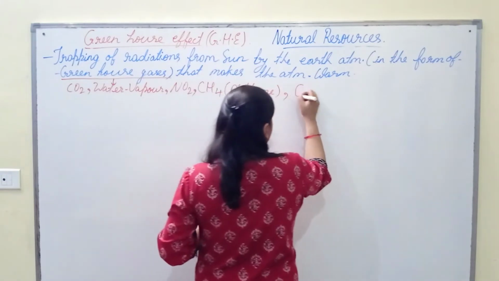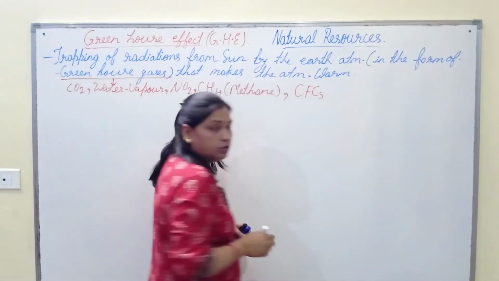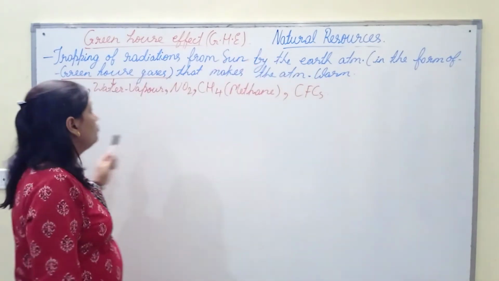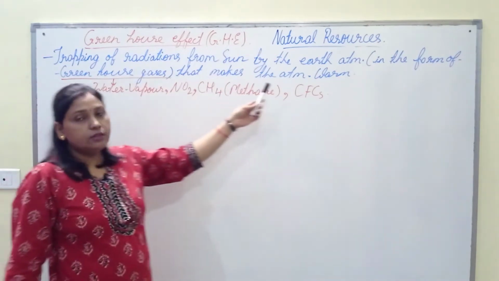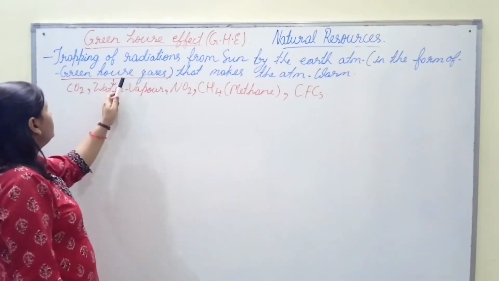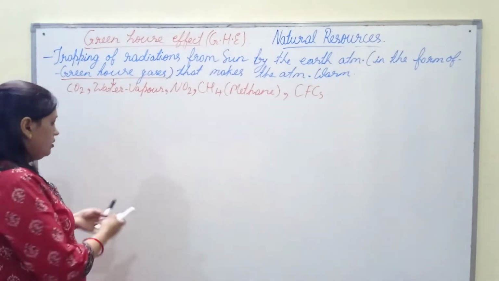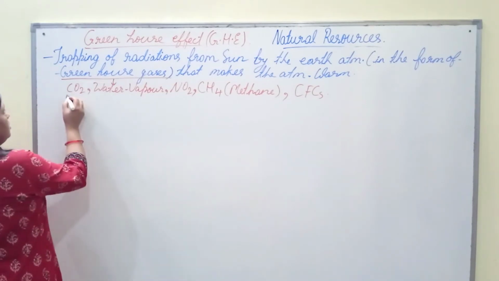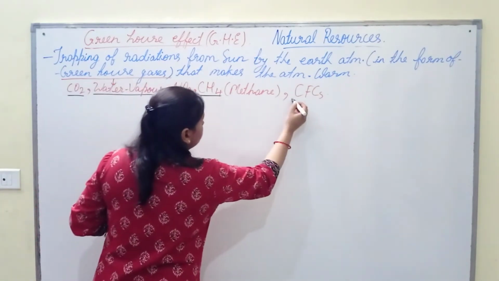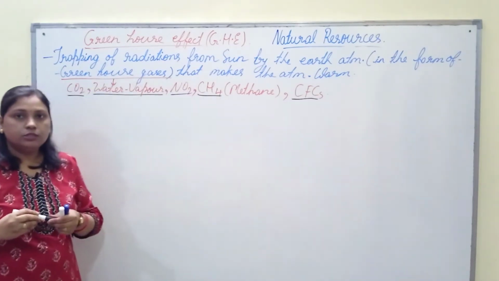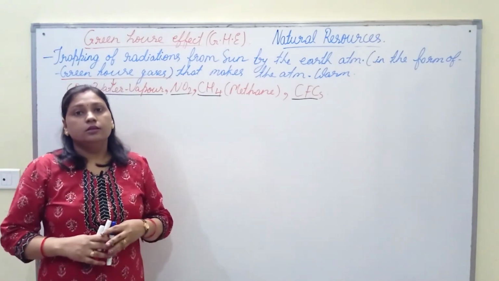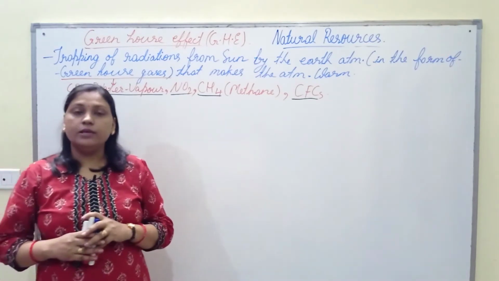chlorofluorocarbon, that is CFCs. So the trapping of radiation from the sun by the earth atmosphere in the form of greenhouse gases that makes the atmosphere warm is called greenhouse effect, and the greenhouse gases are carbon dioxide, water vapor, nitrogen dioxide, methane and chlorofluorocarbon. So these are the greenhouse gases that trap or capture the radiation from the sun and make the atmosphere warm.